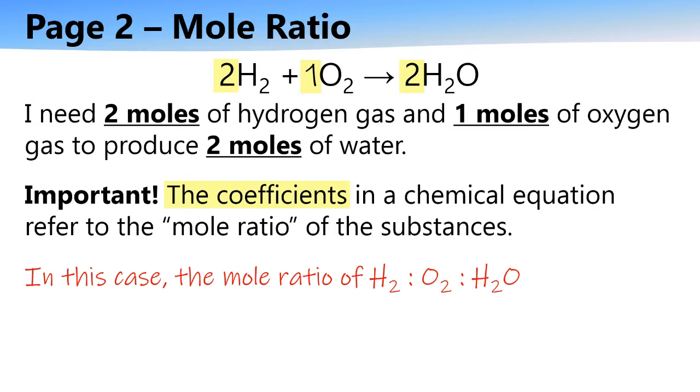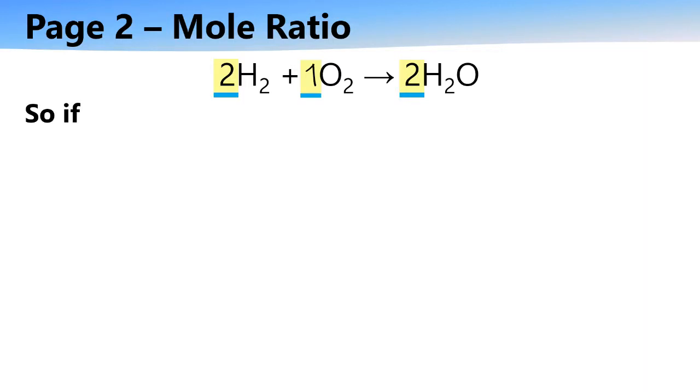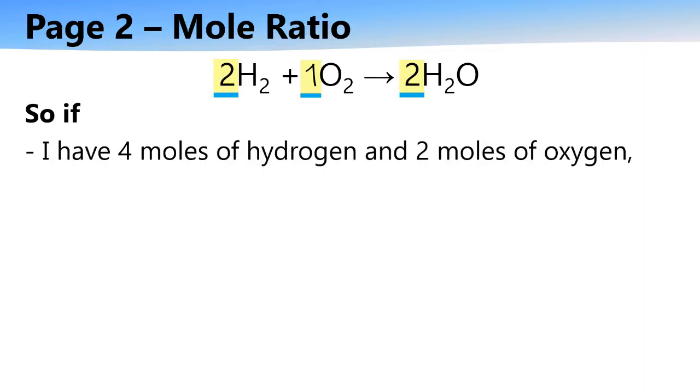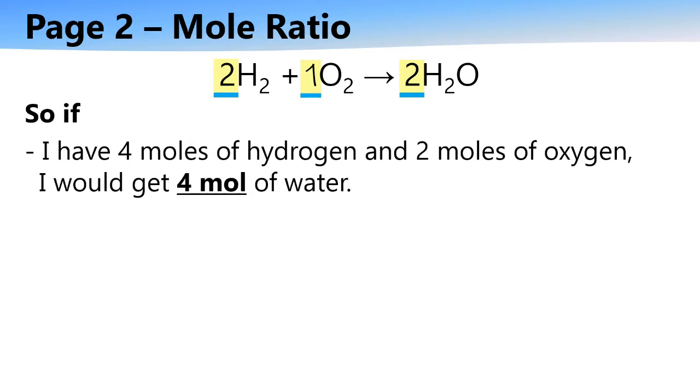Alright, so in this case, the mole ratio of H2 to oxygen, O2, to water, H2O, is 2 is to 1 is to 2. Right, so this is considered the mole ratio. 2 is to 1 is to 2. So, if I have 4 moles of hydrogen and 2 moles of oxygen, how many moles of water will I produce? Okay. Since the ratio is the same, I would get 4 moles of water. Okay, you can write down the ratio here. 2 is to 1 is to 2.